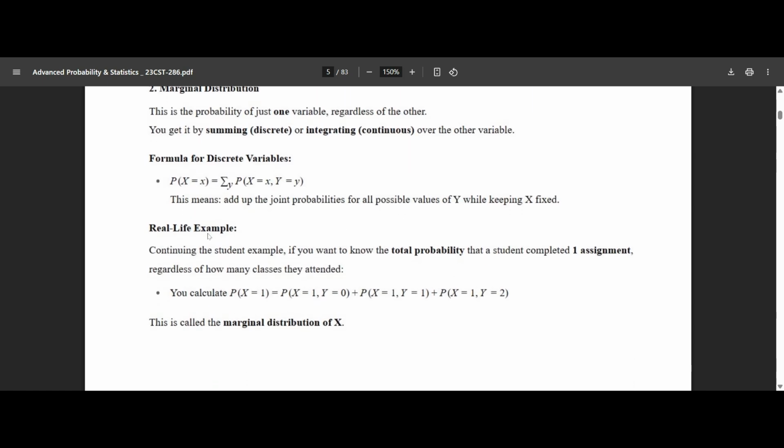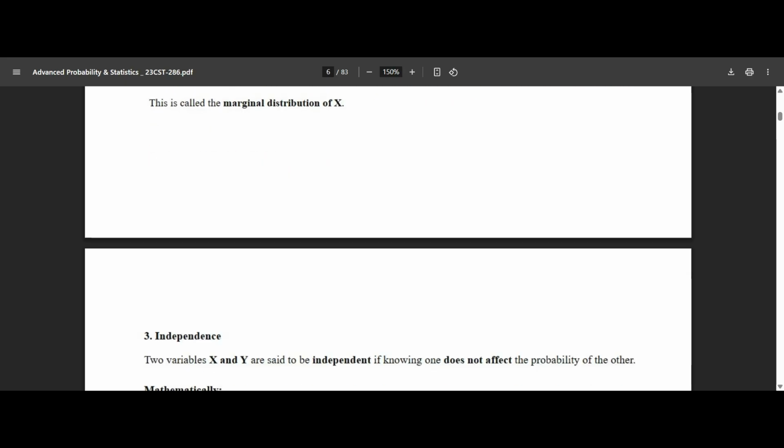सो ऊपर एक एग्जांपल दिया है which you can read, कि टोटल प्रोबेबिलिटी that a student completed one assignment. तो उसके लिए हम क्या करेंगे, हम x इक्वल टू 1 निकालने के लिए x इक्वल टू 1 के साथ y की जितनी वैल्यूज एसोसिएटेड हैं सबकी जॉइंट प्रोबेबिलिटीज की सम निकालेंगे.